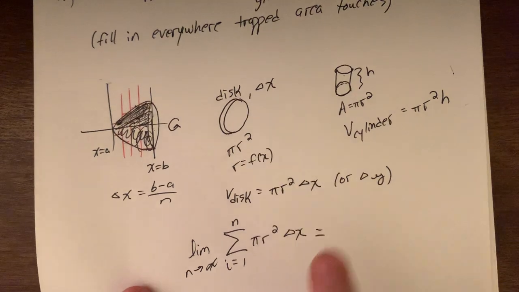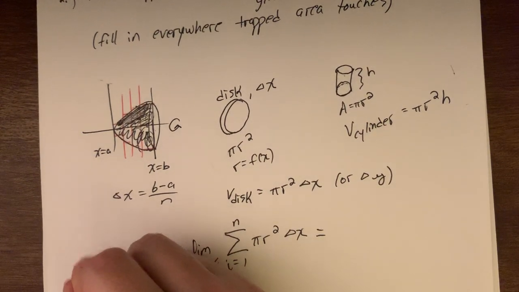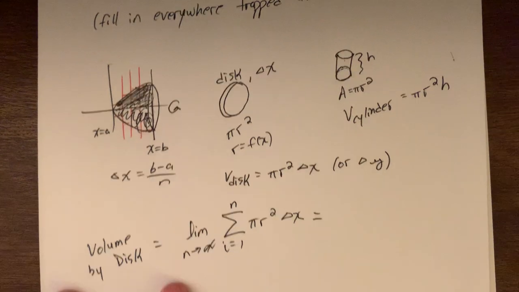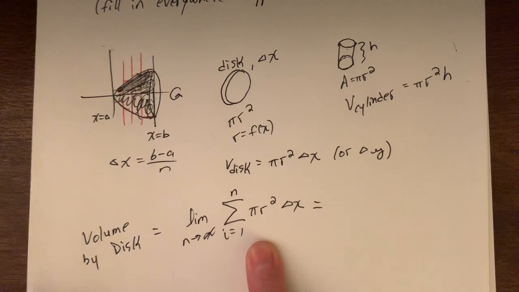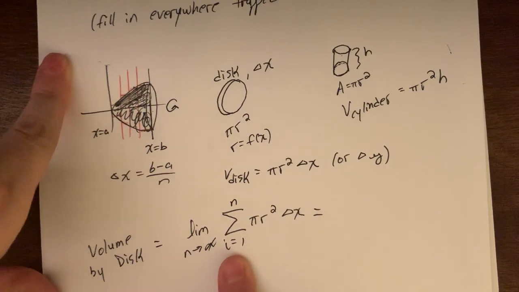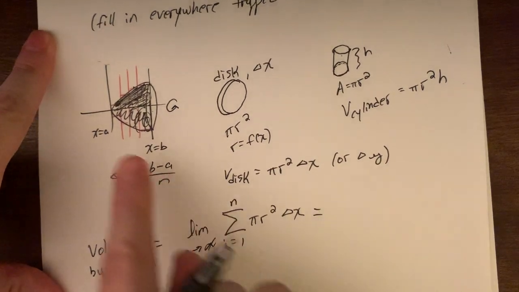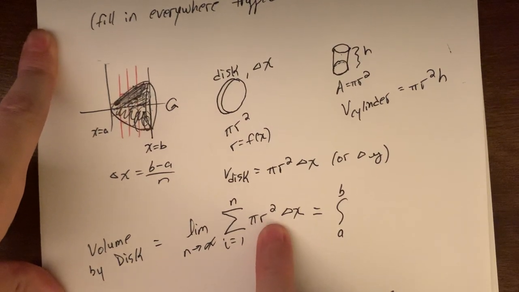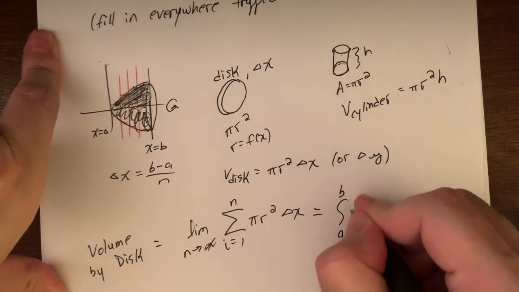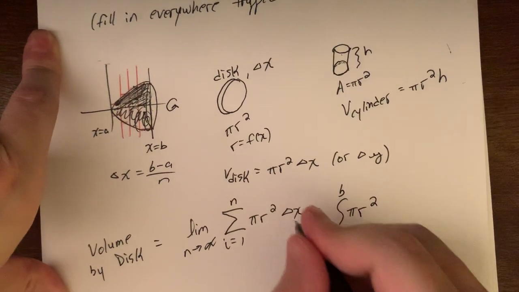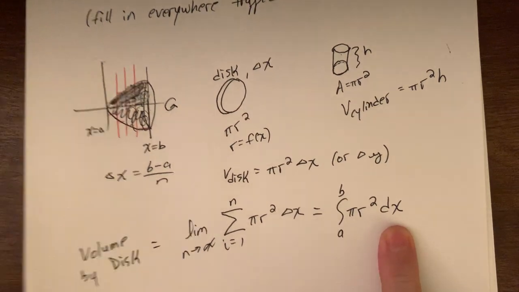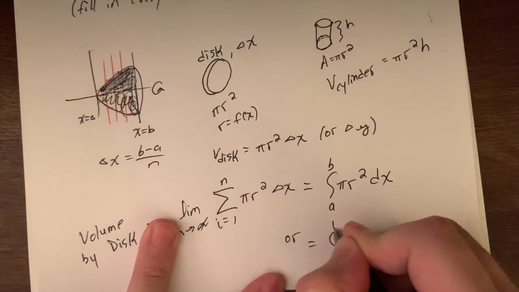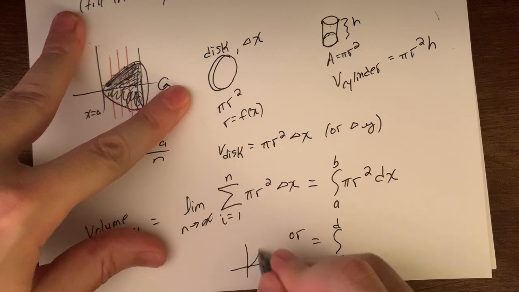Now I'm going to jump to the integral that that gets, but this is our volume by disc method. Here is the specific definition that we're using, and that leads to this formula. We still had bounds a and b. Pi r squared, very often this r will involve some functions, but we'll still just leave that as pi r squared, and the delta x will become a dx. The only other possibility here is c to d.